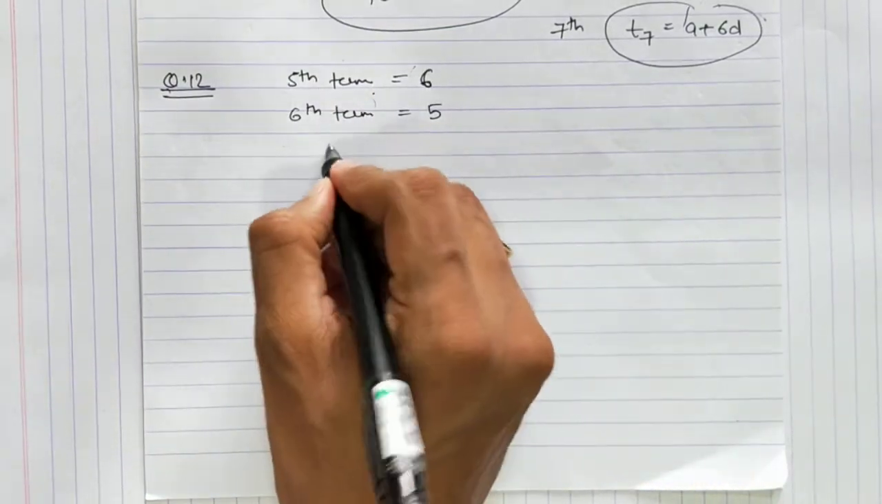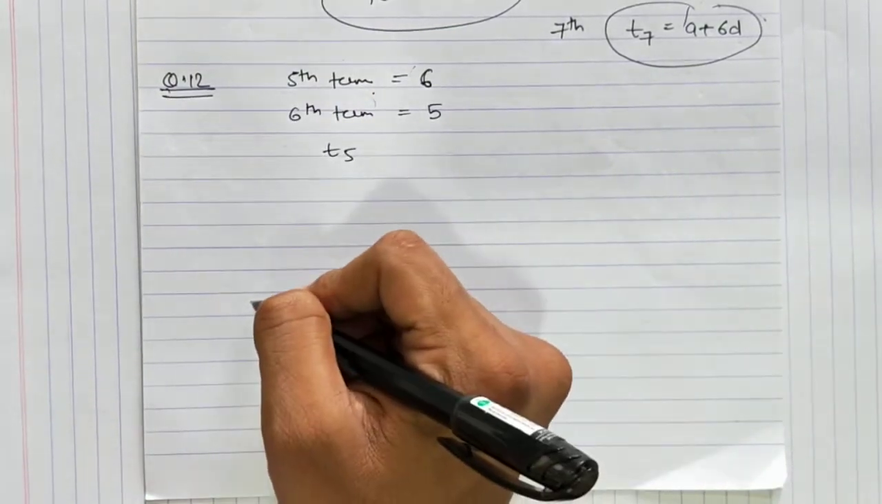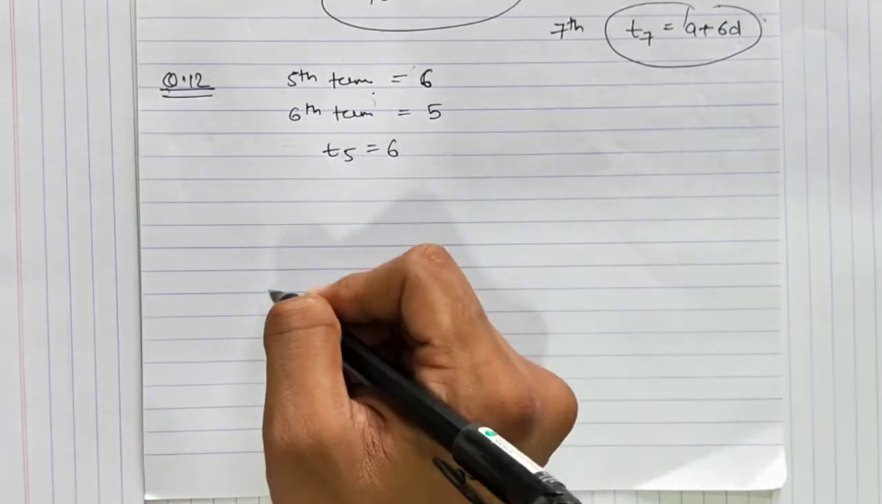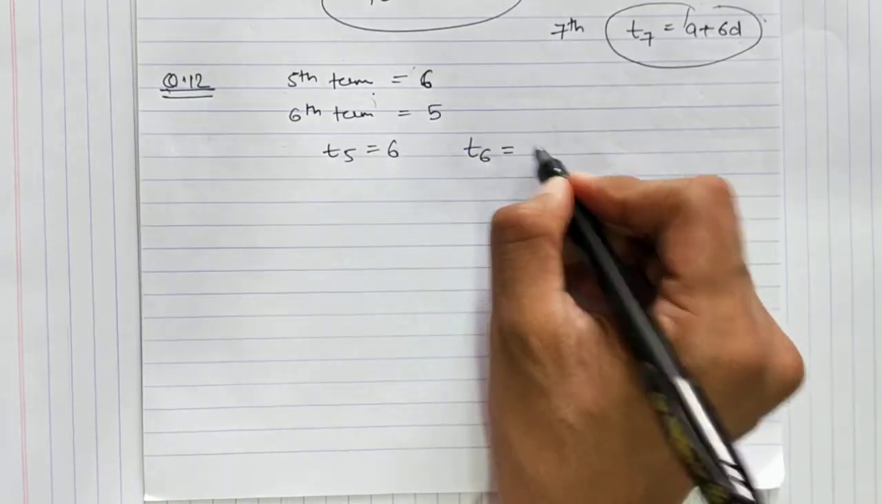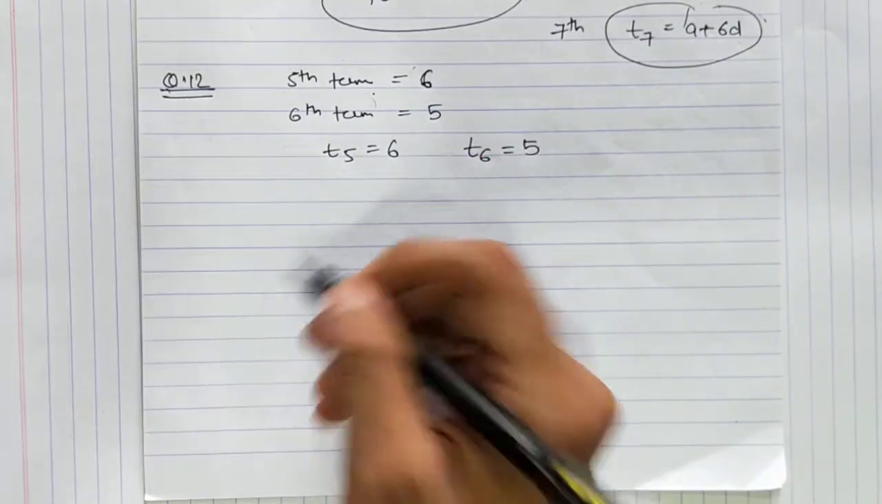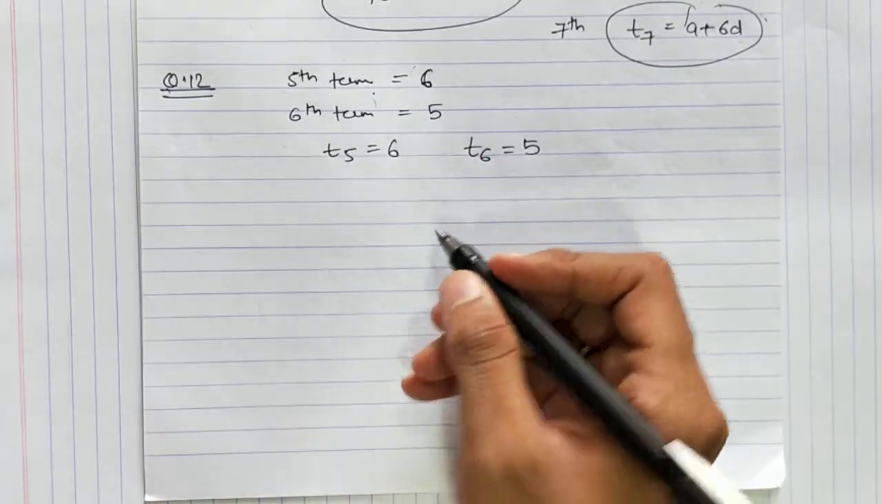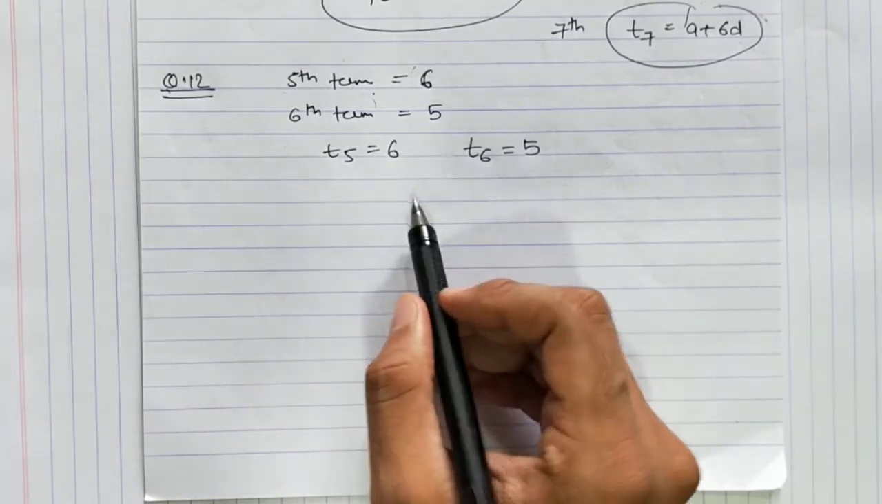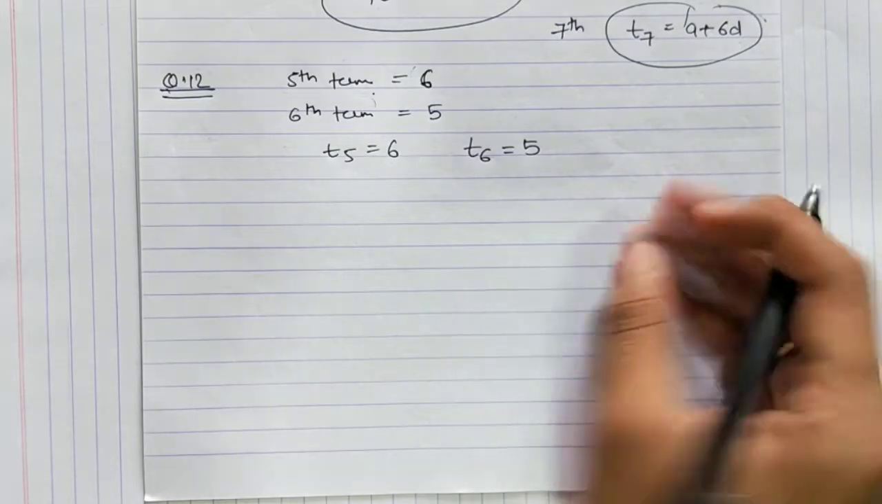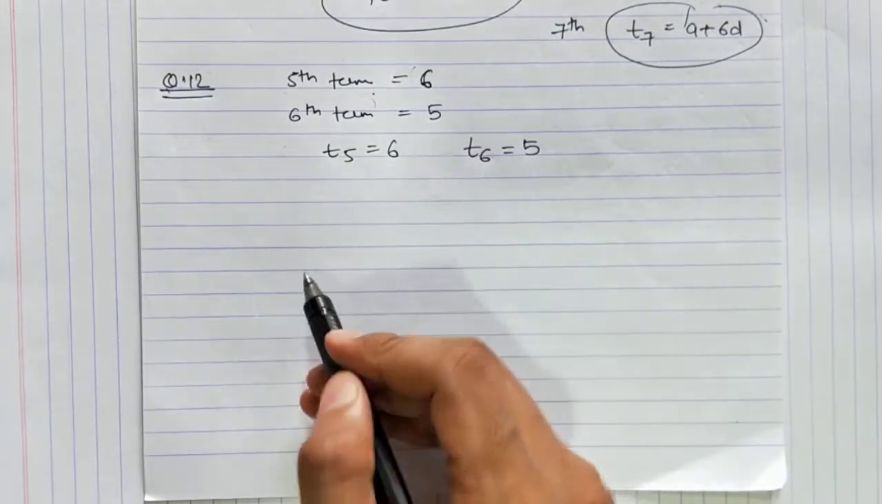5th term का मतलब क्या होता है? T5, करेक्ट, जिसकी वैल्यू क्या दी है? 6। 6th term का मतलब क्या होता है? T6, जिसकी वैल्यू क्या है? 5। अभी से जितने भी क्वेश्चंस आएंगे आगे, those questions they will give you the value of some term, like the value of 5th term is this, the value of 10th term is this. Okay, so you have to write like this.